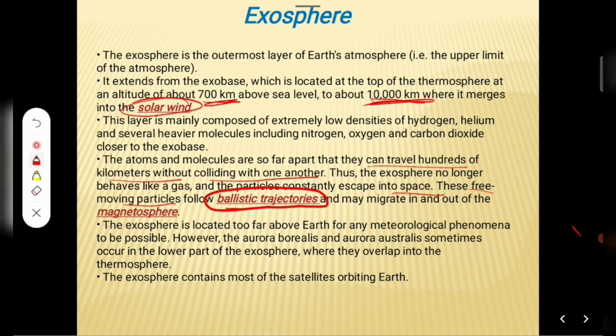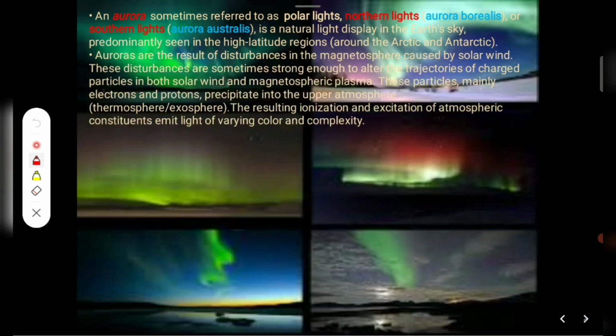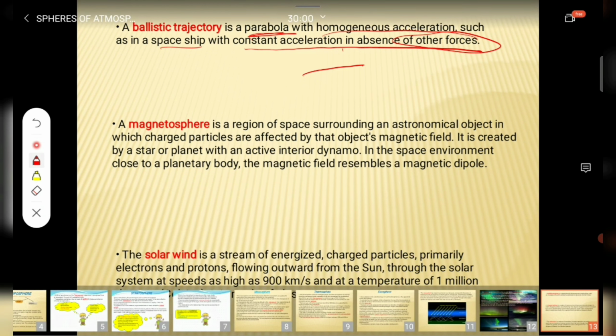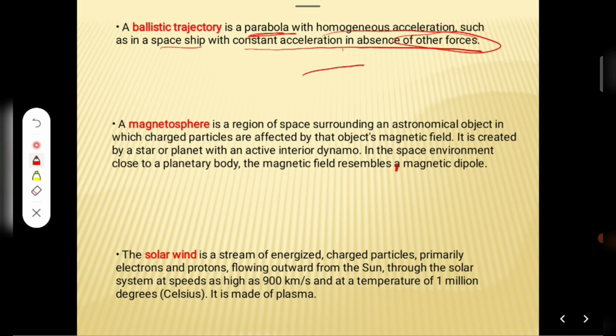What are ballistic trajectories? We will see over here. A ballistic trajectory is a parabola with homogeneous acceleration. Continuous acceleration is there, such as in a spaceship with constant acceleration in the absence of other forces. There are no other forces acting on the particles. So, what is a ballistic trajectory? It is a parabola with homogeneous acceleration, such as in spaceships, with constant acceleration in the absence of other forces.